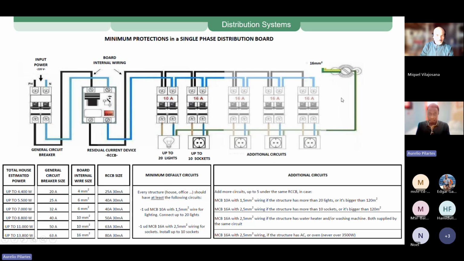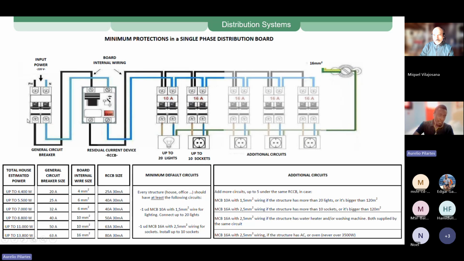So we can put them. We just don't put them together with other sockets. We create a dedicated circuit for the ACs and we can put 16 amps unless there are multiple ACs in the same circuit. There you should put a bigger circuit breaker, but it's always better to have one single circuit for each unit of air conditioner.